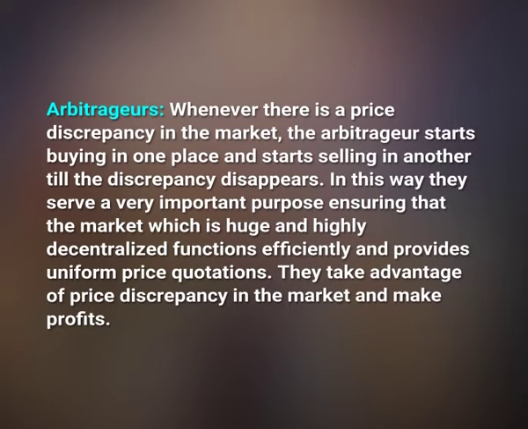Arbitrageurs. Whenever there is a price discrepancy in the market, the arbitrageur starts buying in one place and selling in another till the discrepancy disappears. In this way, they serve a very important purpose, ensuring that the market, which is huge and highly decentralized, functions efficiently and provides uniform price quotations. They take advantage of price discrepancy in the market and make profits.